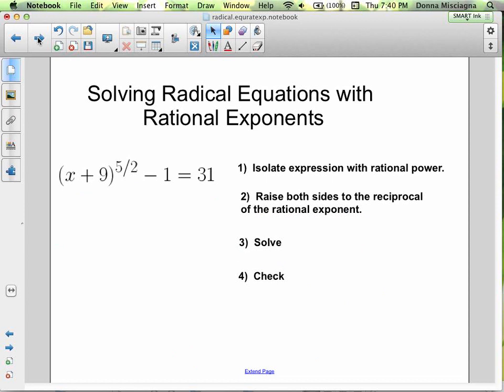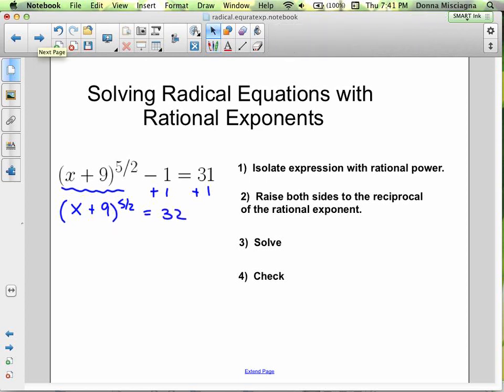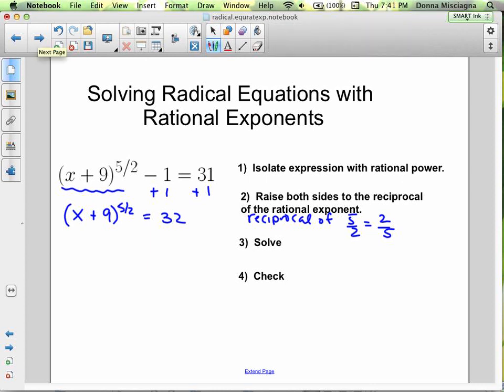Here's our next one. We have x plus 9 to the 5/2 power minus 1 equals 31. So we're going to isolate this guy here with the rational exponent. All we have to do is add 1. Not too difficult. And then we'll rewrite it, we'll raise to the reciprocal power so that we can solve it. So we have x plus 9 to the 5/2 power is equal to 32. Now we're going to raise that to the reciprocal power. The reciprocal of 5/2 is 2/5. You just flip it. So we're going to raise both sides to the 2/5 power.